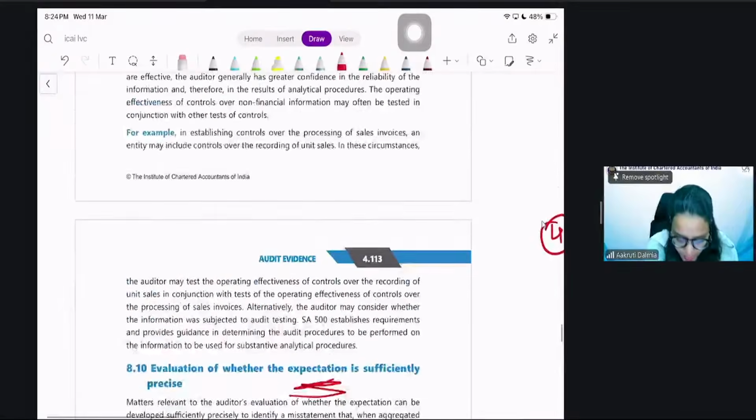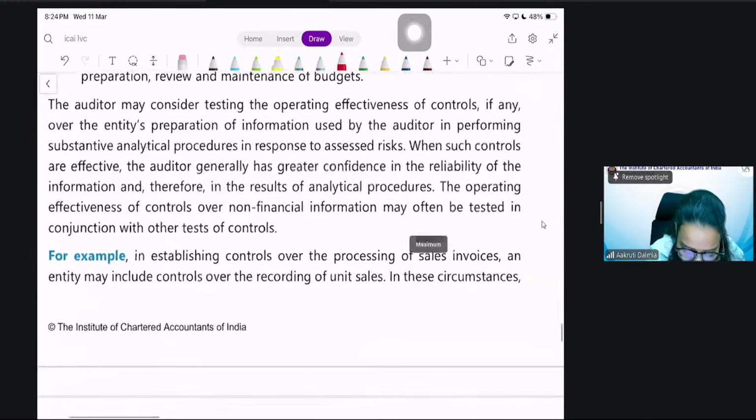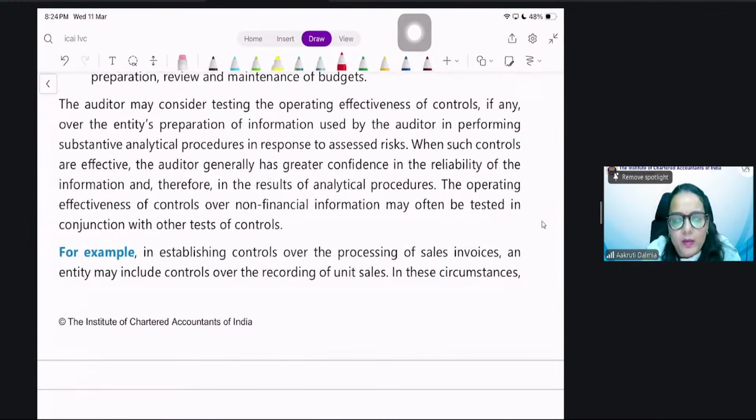So this much is finished. We'll finish this and we'll continue the rest tomorrow. Little bit only is left. Or do you want me to extend the time and finish it today? Ma'am, reliability is also in SA 500. Yes.